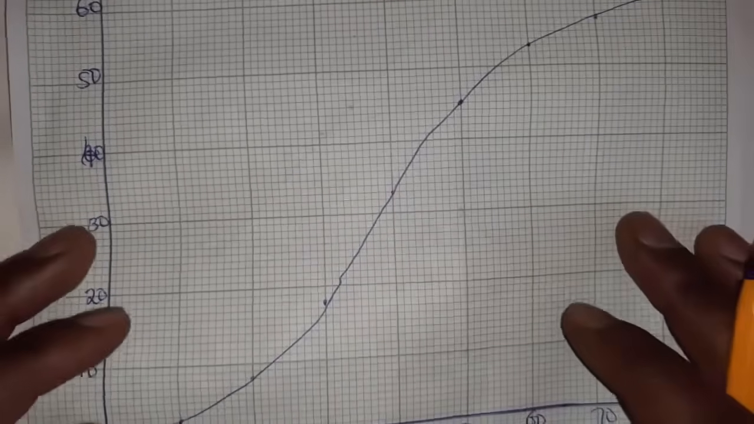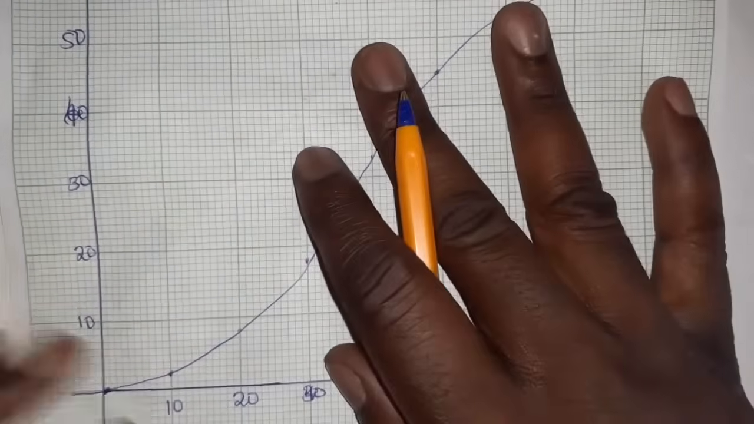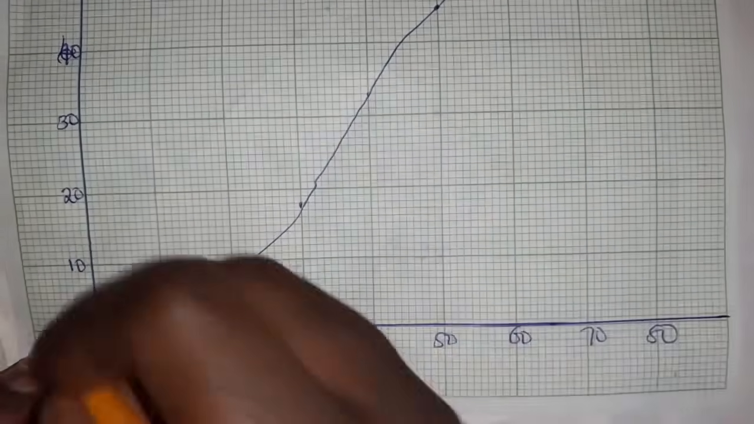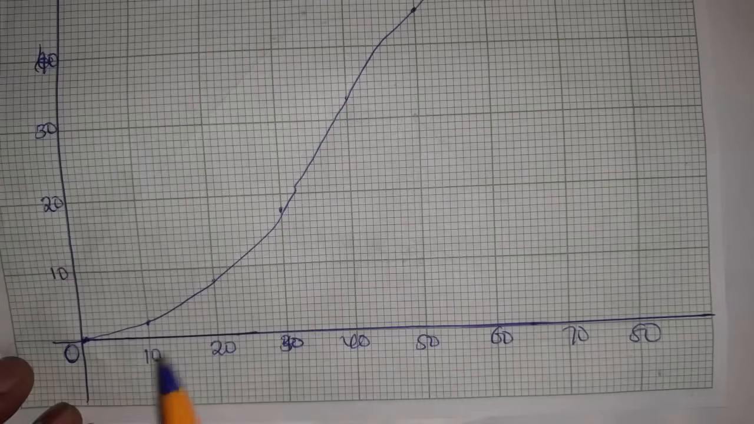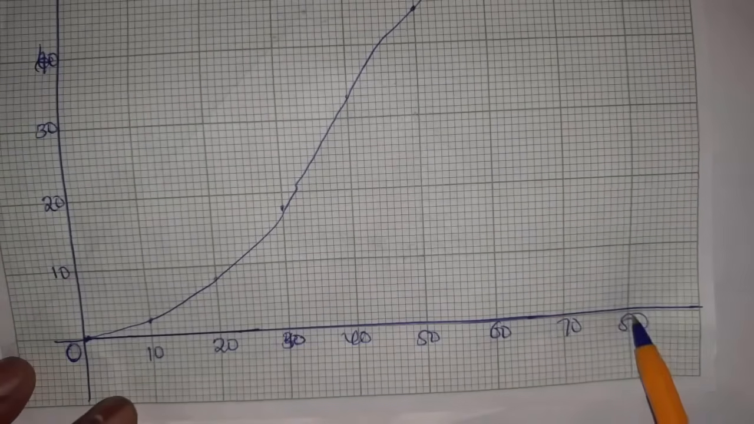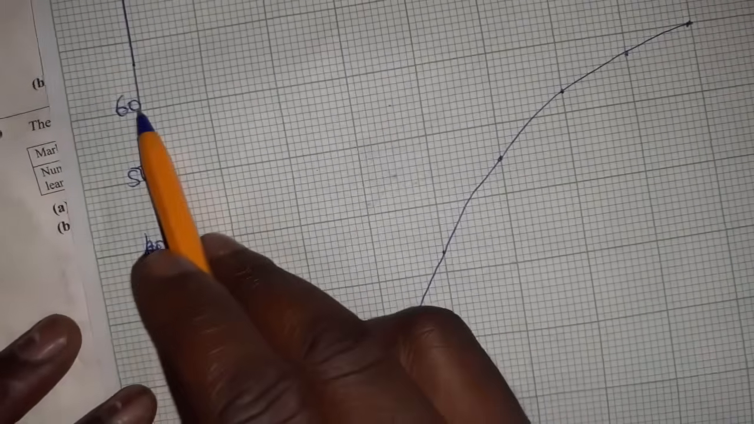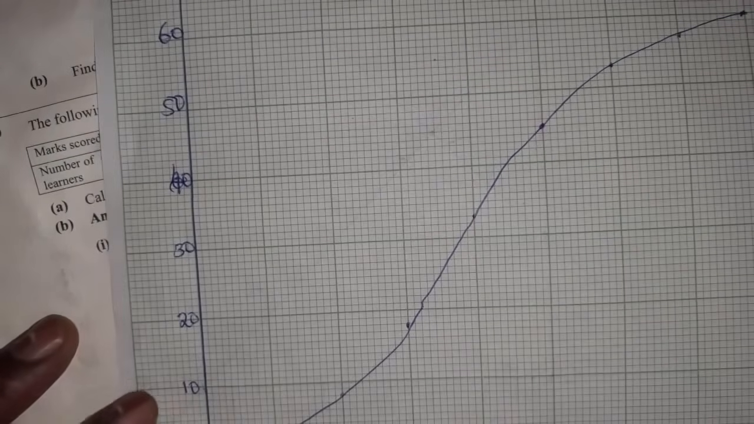Okay, so if you have managed, this is what you are going to get here. I have 0 here. This must go 10, 20 up to 80. And this one must go up to 60. So like I said, the first one was what?